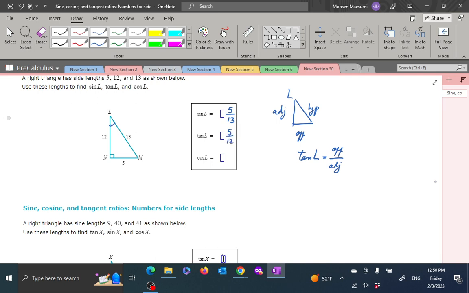And cosine of L is the ratio of the adjacent of the angle L to the hypotenuse. Let me listen to my own advice and write it again. Sine of L is opposite over hypotenuse as well. So cosine becomes a ratio of 12 over 13.